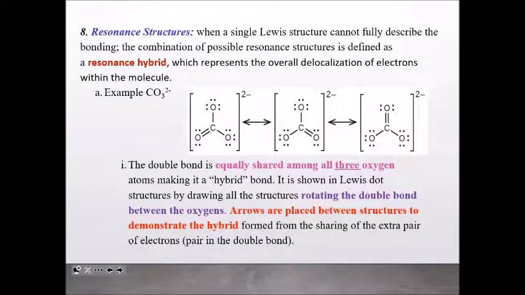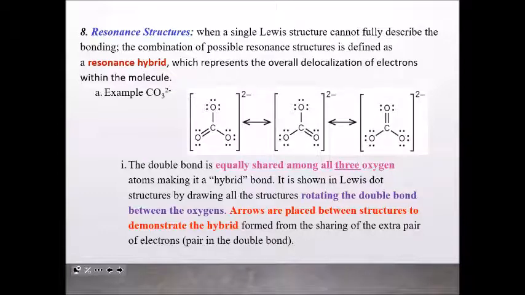So you have to draw all 3 structures with the arrows between them, showing that this one is more of a blend, it's more of a hybrid. That's why we place the arrows between them, so we're saying the double bond is equally shared amongst all 3 of those oxygens. Now this is a representation of a polyatomic ion that has resonance. You can have other structures that are not ions that have resonance. But you have to draw all the possible structures showing the double bond switching from each ligand.